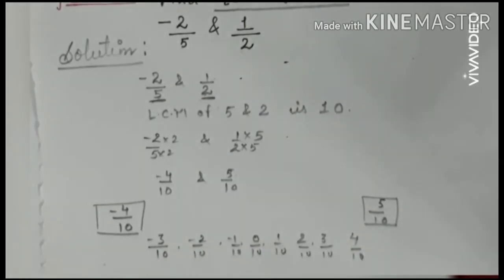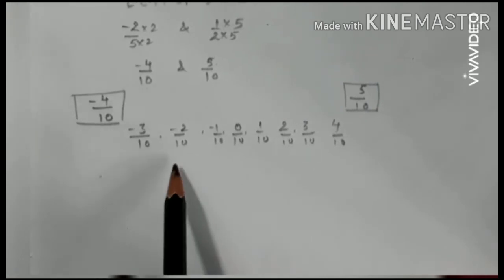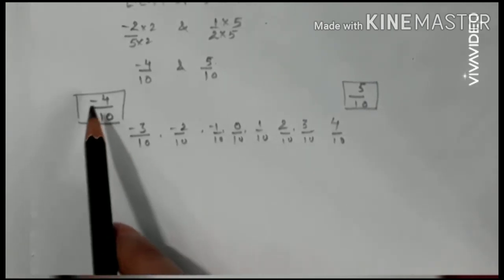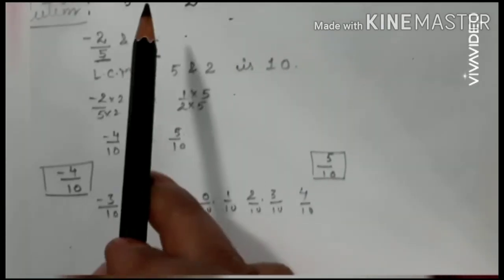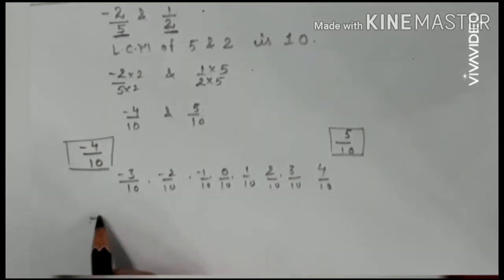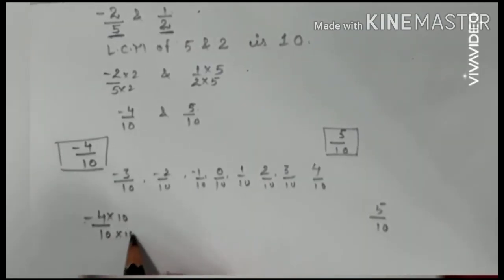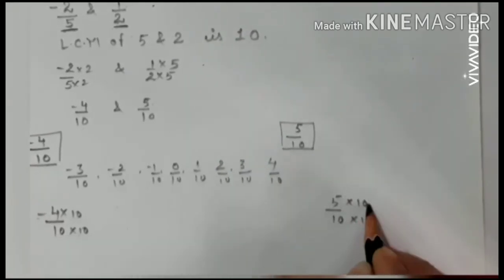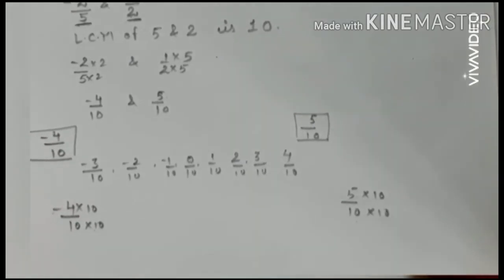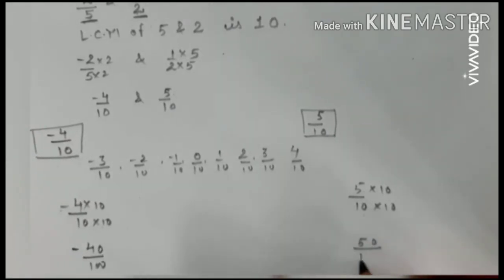but you have to find 10 rational numbers. If the question was to find any 5 rational numbers between minus 4 upon 10 and 5 upon 10, you could easily choose any 5, but here you have to find 10 rational numbers. So now we take minus 4 upon 10 and 5 upon 10, and multiply the numerator by 10 and the denominator by 10 as well. So it becomes minus 40 upon 100 and 50 upon 100.